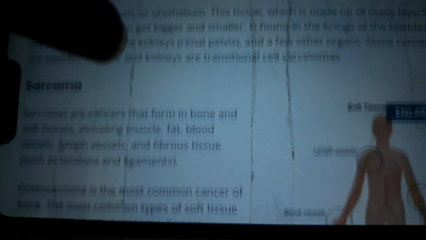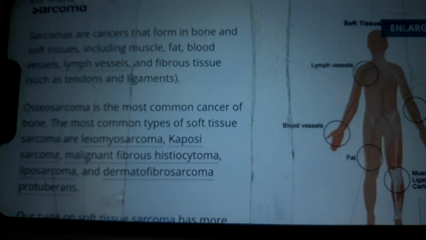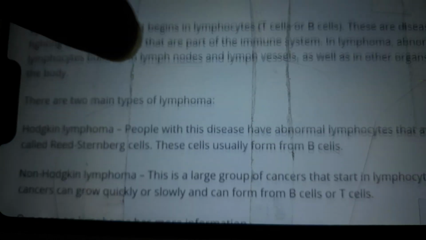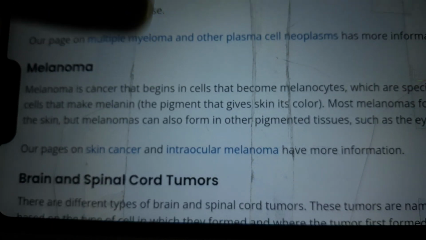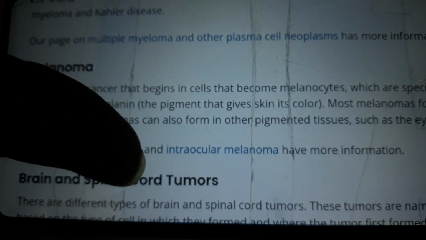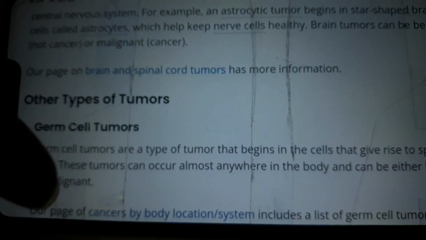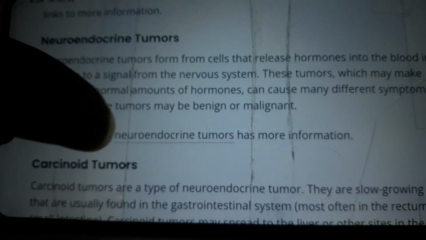You have sarcomas, where you call the osteosarcoma, and leukemias, and lymphomas, multiple myelomas, and melanomas, etc. These will come in the next lecture, with all details. Also brain and spinal cord tumors, and other types of tumors: germ cell tumors, neuroendocrine tumors, carcinoid tumors, and related resources.